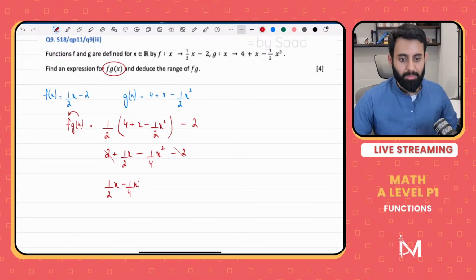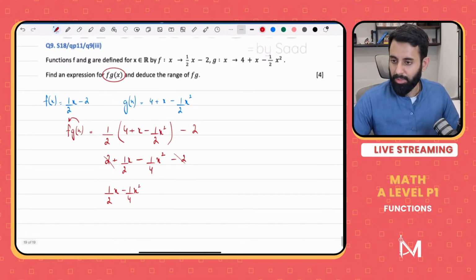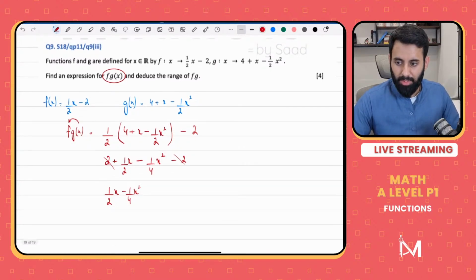These are Cambridge. Okay, so I don't teach Edexcel, so these are all Cambridge questions.